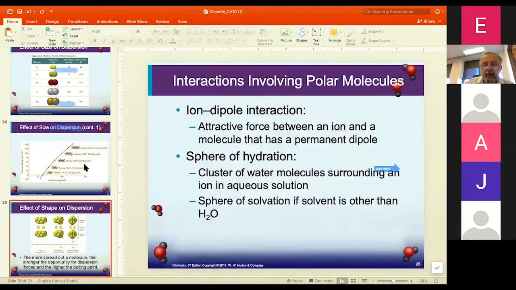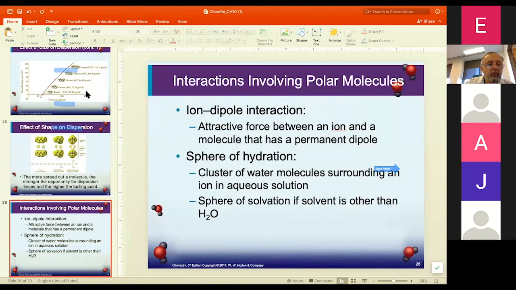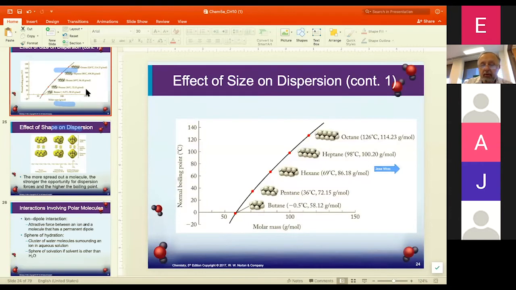And the next slide shows you, oops. This slide shows you that the longer the chain, the higher the boiling point. Okay.